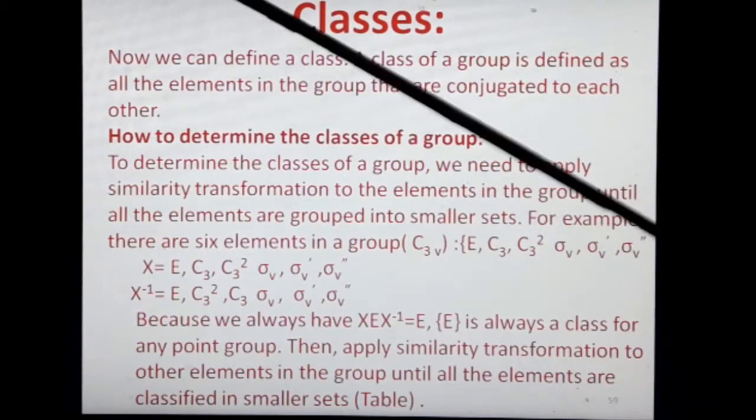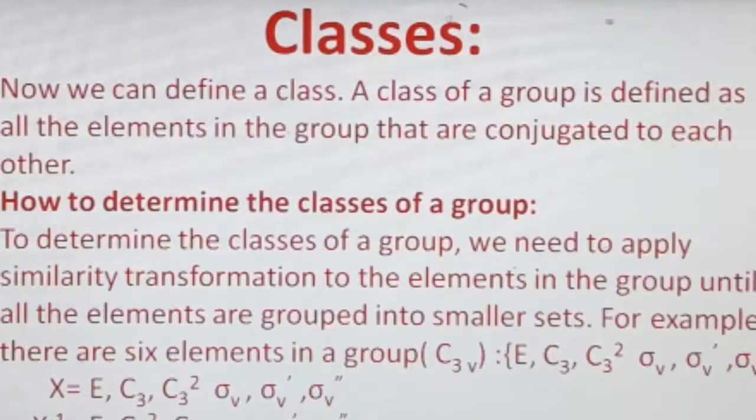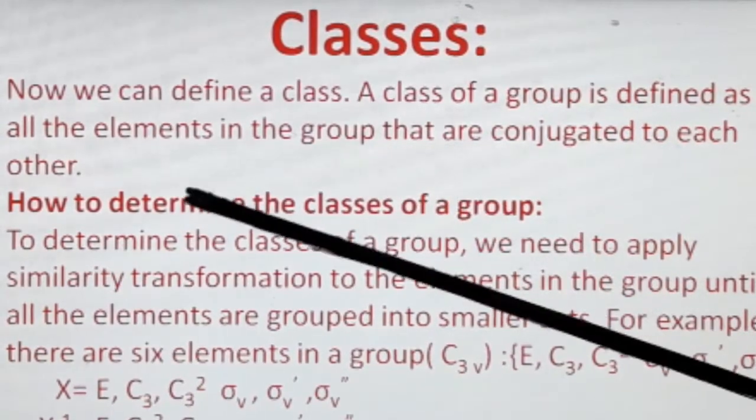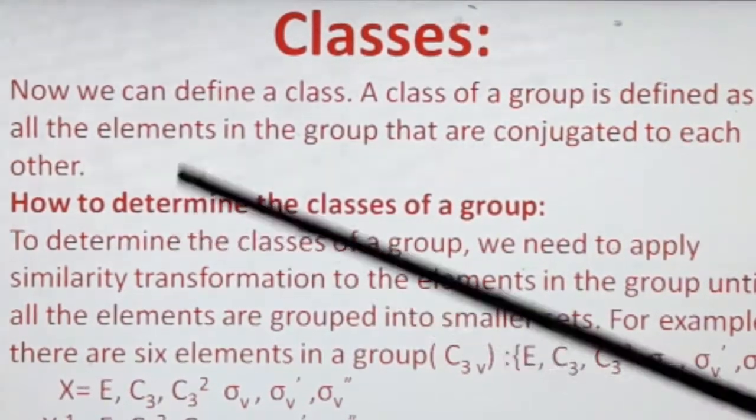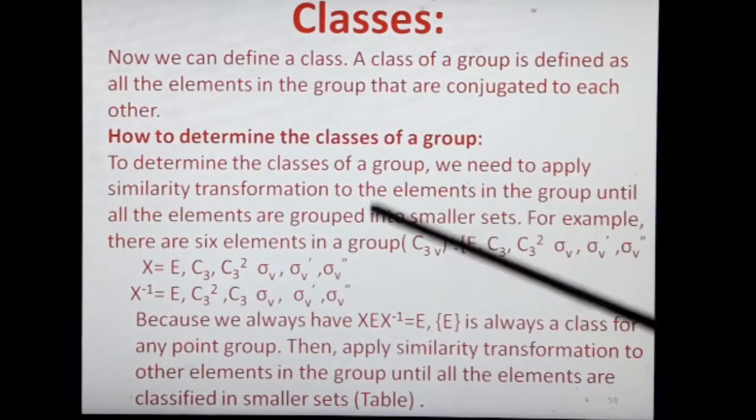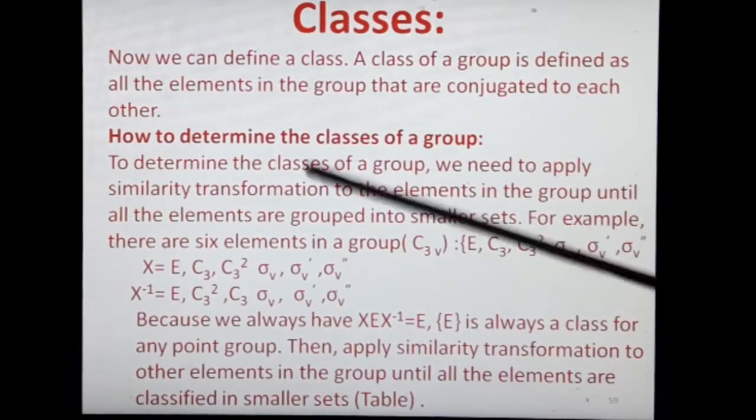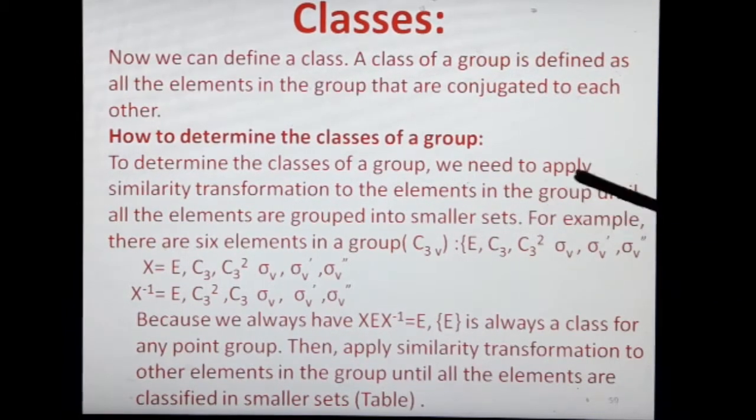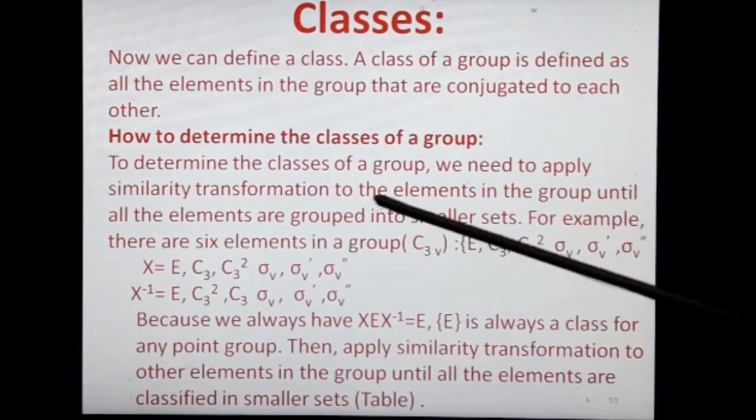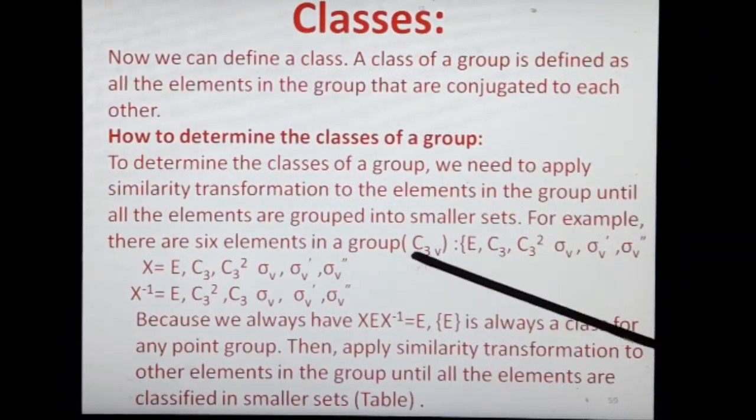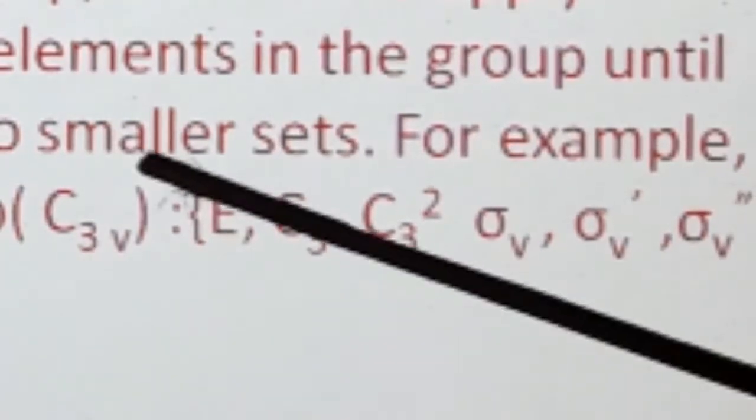Now we can define a class. A class of a group is defined as all the elements in the group that are conjugate to each other. How to determine the classes of a group? To determine the classes of a group, we need to apply similarity transformation to the elements in the group until all the elements are grouped into smaller sets. For example, there are 6 elements in the group C3v.